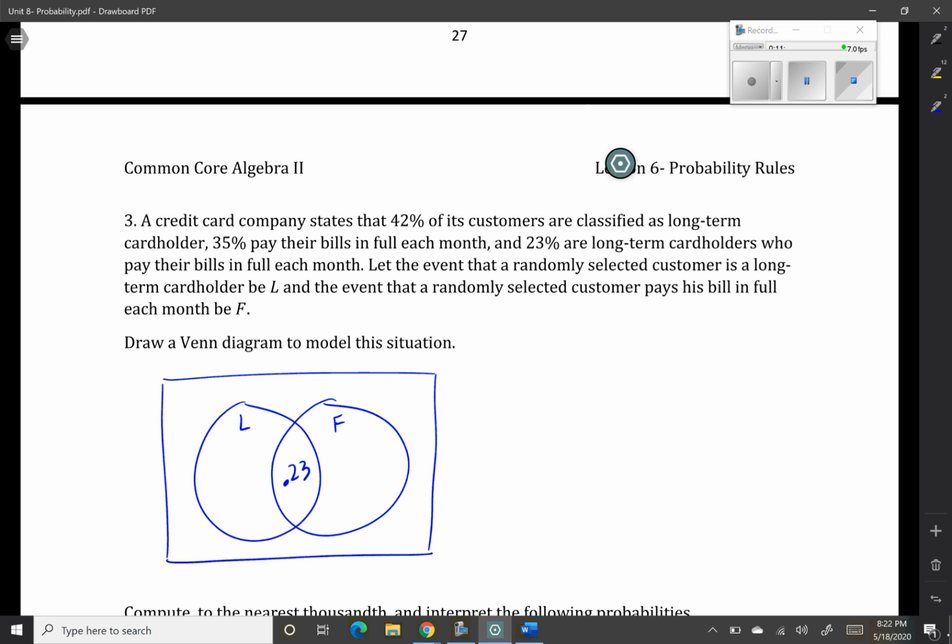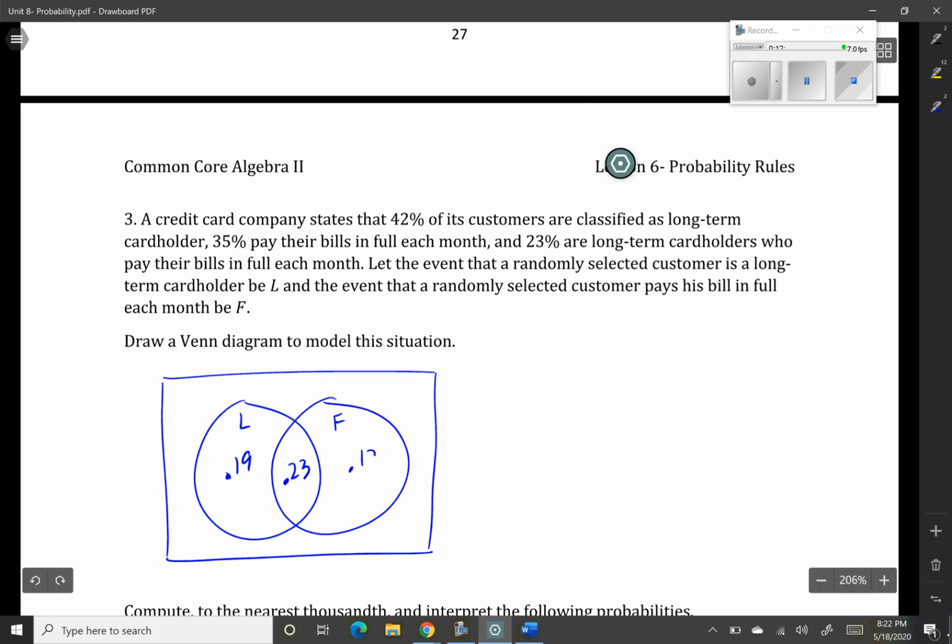So for the long-term card holders, if I subtract 42 and 23, I wind up getting 19%, so I'll put 19% in here, knowing that that whole circle still adds up to 42%. And if I do 35 minus 23, I wind up getting 12% for the people that pay in full that are not long-term card holders. And if I do 1 minus those 3 percentages that I now know, we can figure out how many are neither of these two people. How many people are not long-term card holders and also do not pay their bills on time.